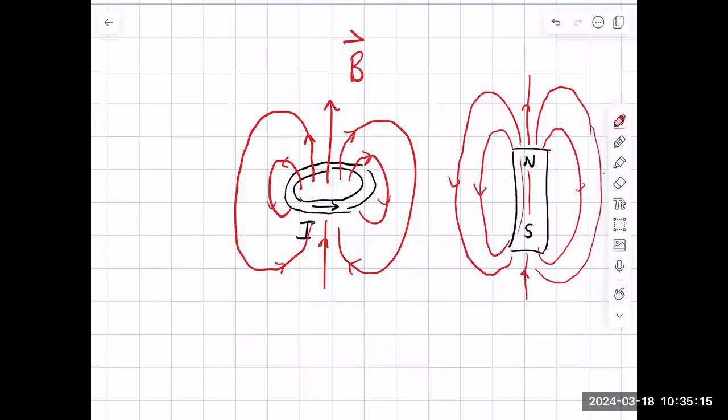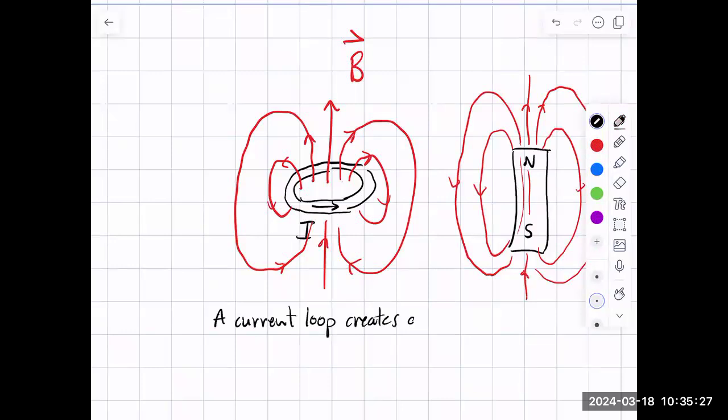And so this looks pretty similar to what we've seen before. That's our first observation: a current loop creates a magnetic field that is similar to that of a bar magnet.